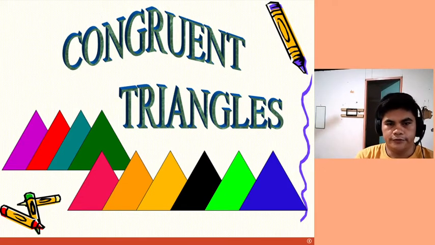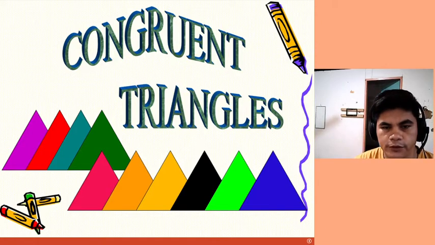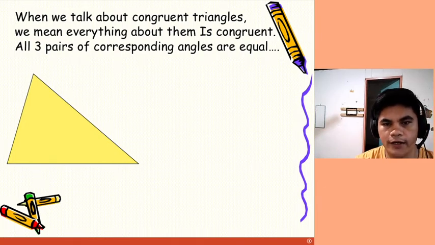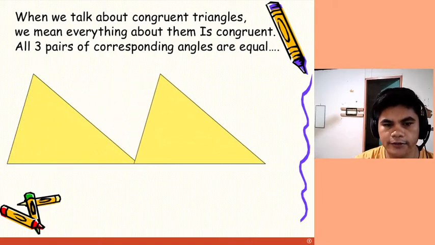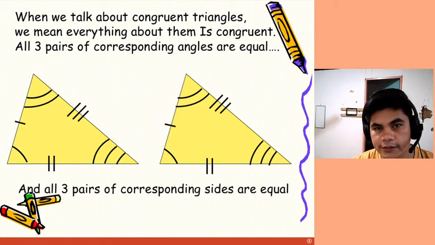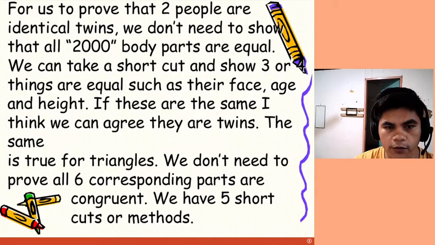Okay, good day everyone. Our topic today is congruent triangles. When we say congruent triangles, we mean everything about them is congruent: their sides and their angles. All three pairs of corresponding angles must be equal, and all three pairs of corresponding sides are also equal.